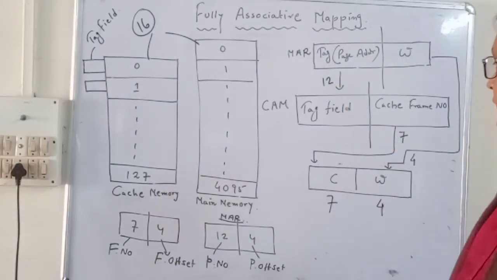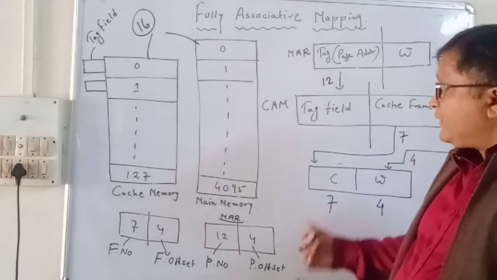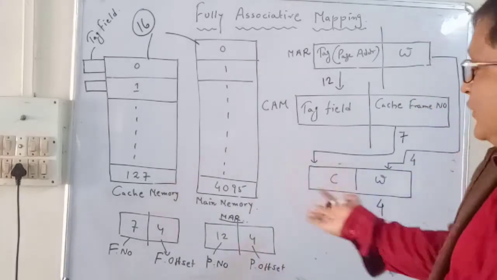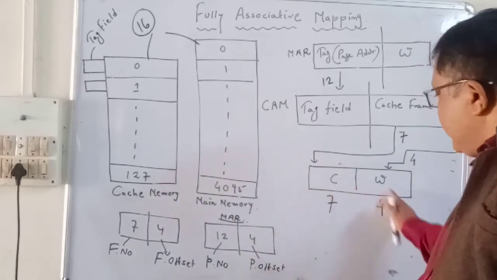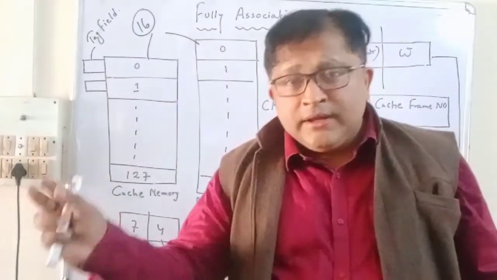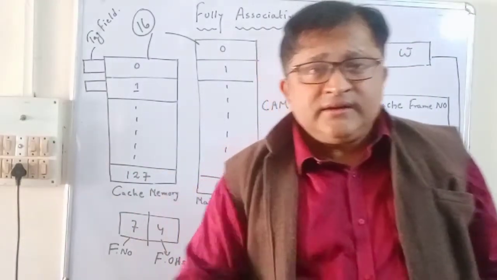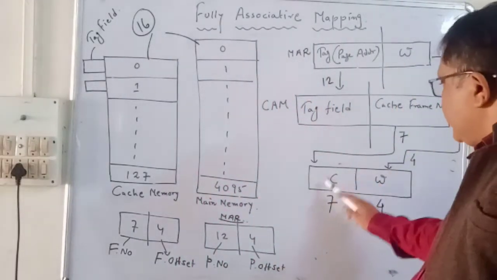So we got where, in the 7-bit frame number, the page number 100 is loaded in the cache memory. That is pointed out by this 7-bit, and this 4-bit gives the exact location within that particular frame, in which location that particular thing is being loaded. So this is what we got.